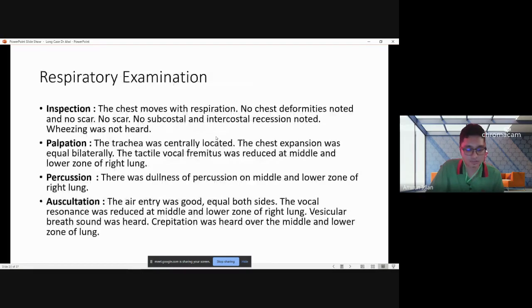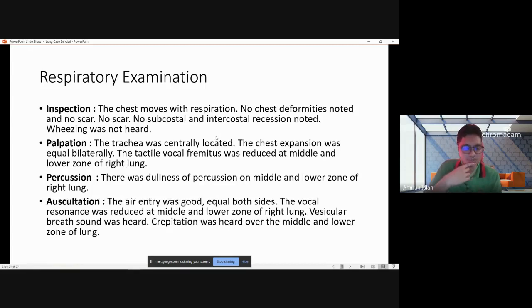So I focus on respiratory examination. For inspection, the chest moves freely with respiration, no chest deformity noted, no scar, and no subcostal or intercostal recession noted. Wheezing was not heard. On palpation, the trachea was centrally located, and the chest expansion was equal bilaterally. The tactile vocal fremitus was reduced at the middle and lower zone of the right lung. There was also dullness on percussion in the same zone, plus crepitation heard over the middle and lower zone of the lung. Otherwise, the air entry was good, equal on both sides.